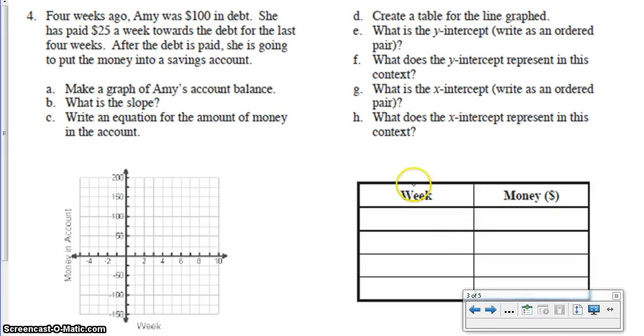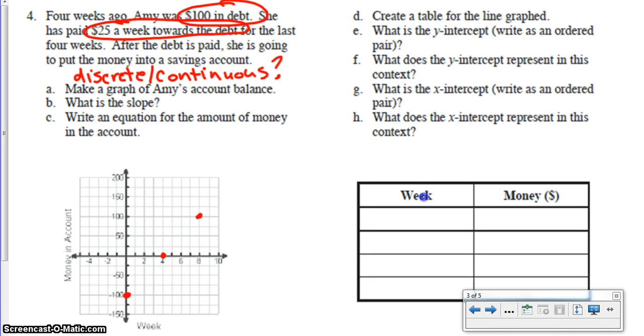All right, well, what about this? 4 weeks ago, Amy was $100 in debt. She paid $25 a week towards the debt for the last 4 weeks. After the debt is paid, she's going to put the money in the bank. So if we make a graph, here we are, okay? And it takes her 4 weeks to get to be at 0. And in another 4 weeks, there she'll go. Now, my question is this. Will this be discrete or continuous? How about you let me know in class tomorrow after you finish this, okay?